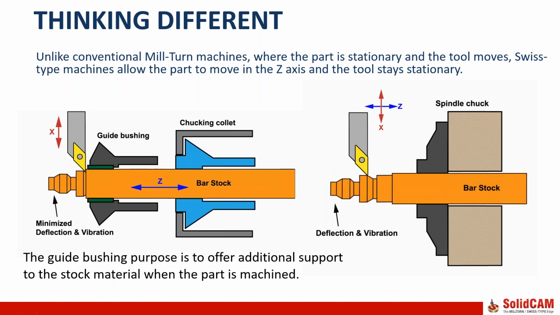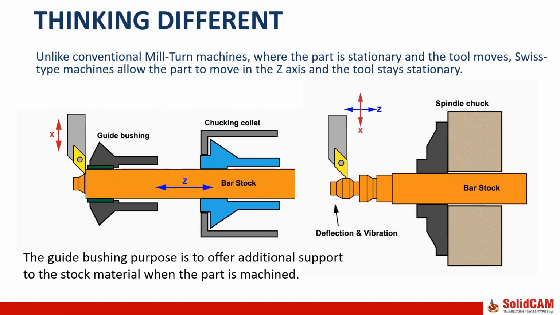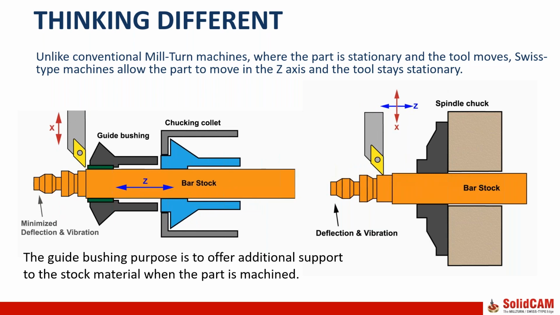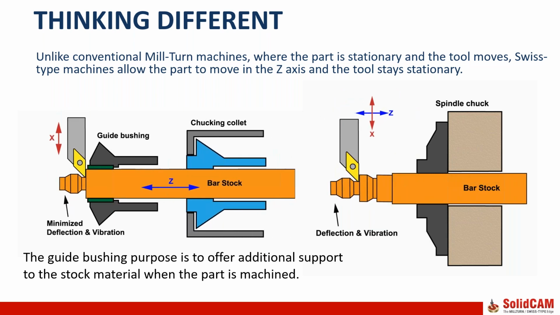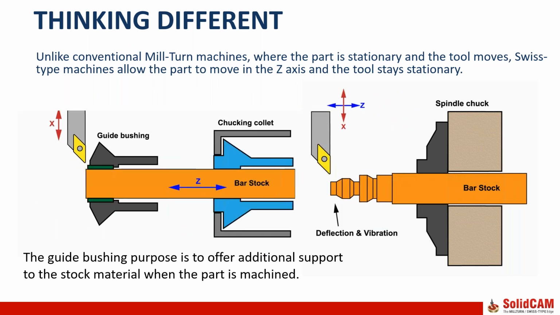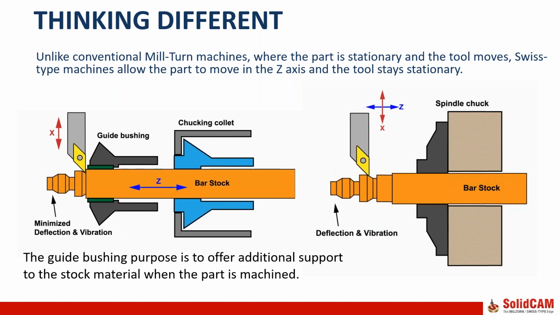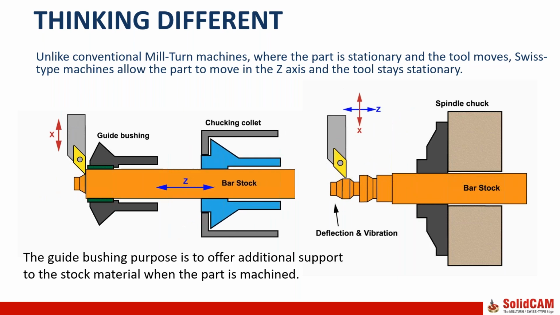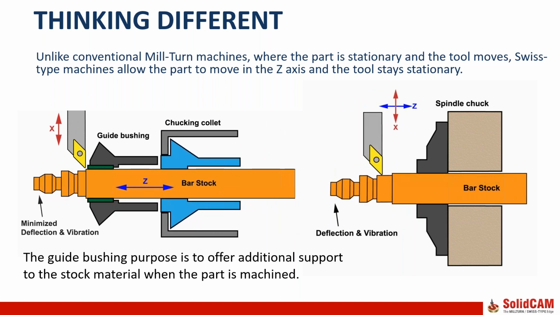On the right side, you see how the part behaves in a standard turning machine, especially if it's a long and slim and small part. And this is exactly the type of part these Swiss type machines are designed for. Small, long, and that's it.